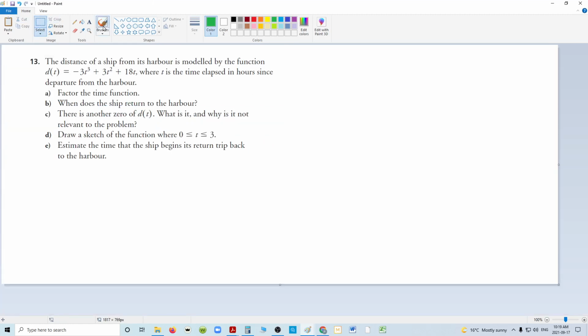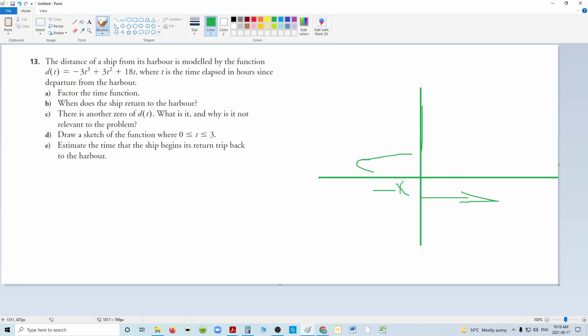It's a cubic, right? And it's got a negative leading coefficient, right? Okay. We're only interested in time. This is time, so we're only interested in the right side of the y-axis, because on the left side, negative t values is negative time. We don't care. This is a distance from the harbor, so we're counting the x-axis as the harbor. And the ship is going to go away from the harbor and back. But this is a negative t cubed curve, so it's going to start here instead of here.